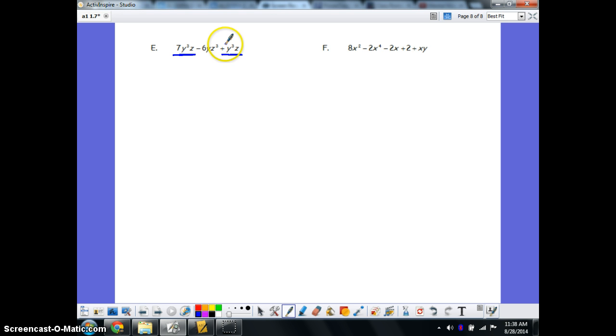No coefficient here means we can put a 1 there. So 7 plus 1 is 8y cubed z. And then we still have this term minus 6yz cubed.